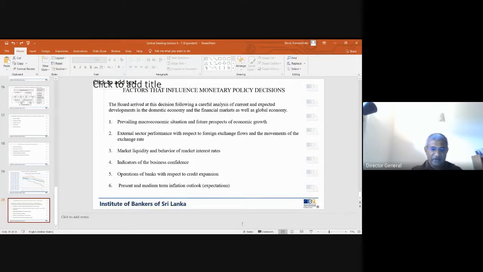Before going to this, I think you must have received four central bank monetary policy press releases. Have you got them? Can I see your answer? Have you got the monetary policy press releases? Okay. Gavi Bandara, yes, you got them, no?